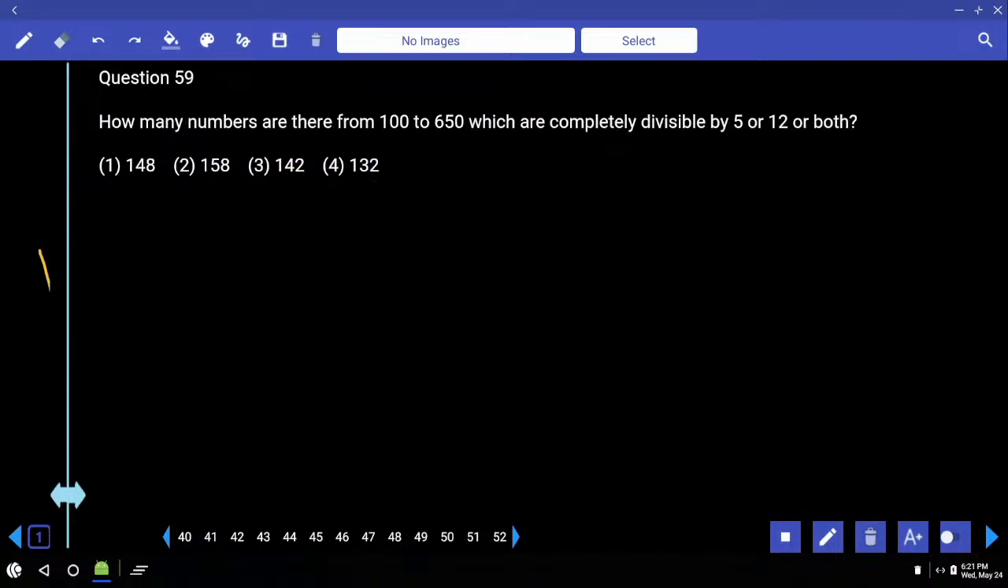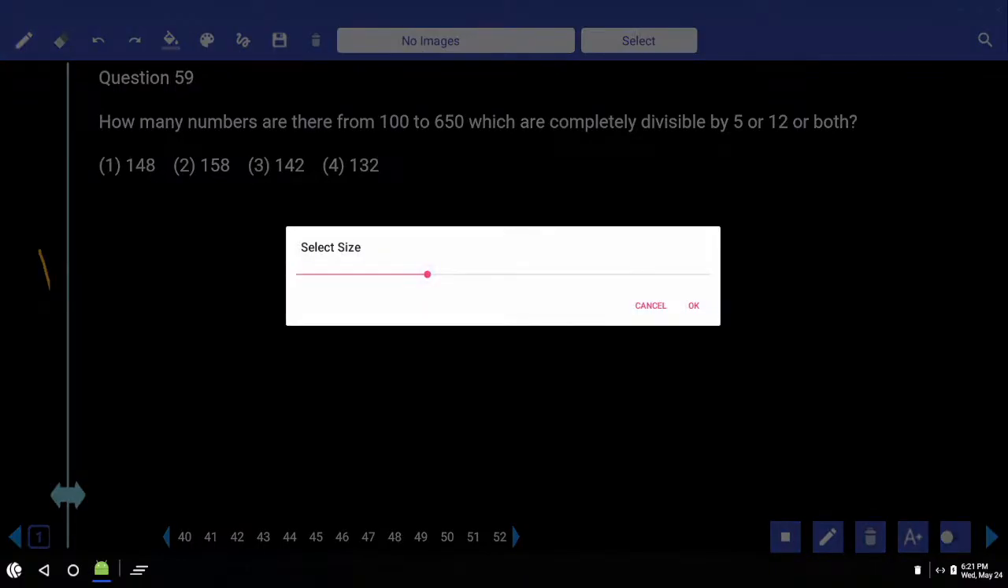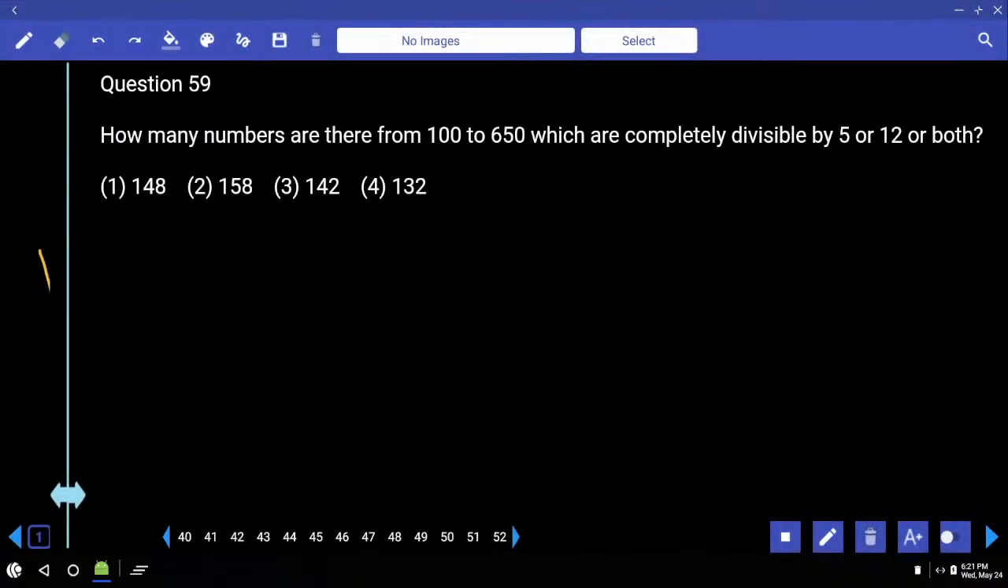How many numbers are there from 100 to 650 which are completely divisible by 5 or 12 or both?